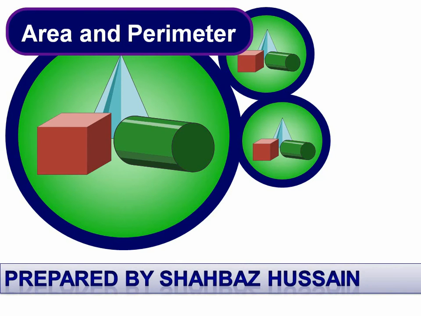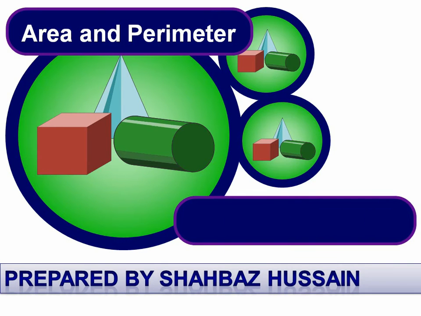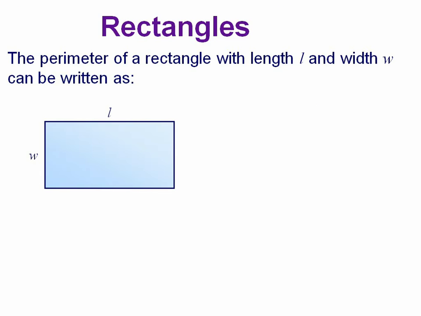The topic for this lesson is area and perimeter. It's me, Shahbaz Hussain, and we're going to revise this topic. Simply, area and perimeter does not include the volume and the surface area. This lesson does not include the volume and the surface area. Next, moving on, a quick revision of rectangles, squares, and circles.